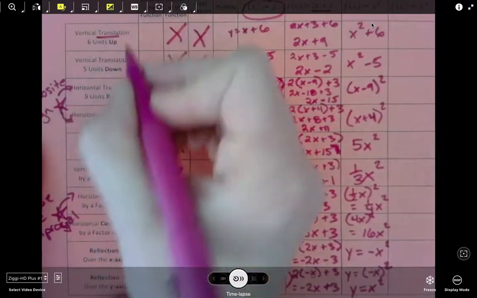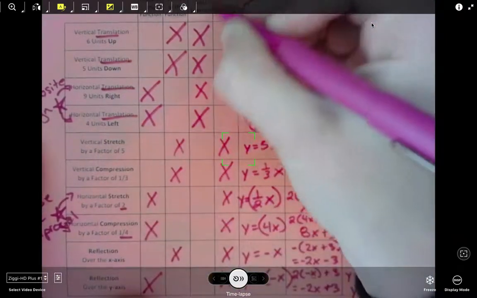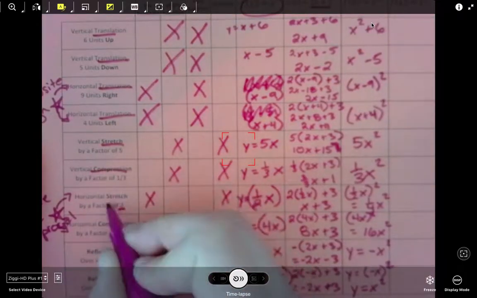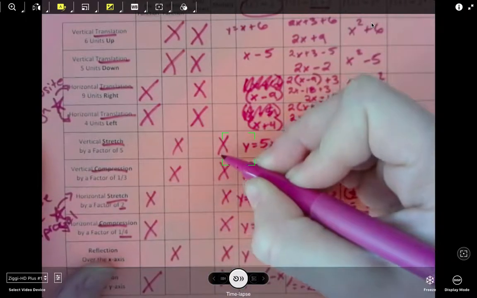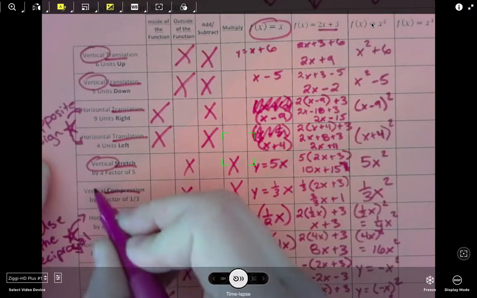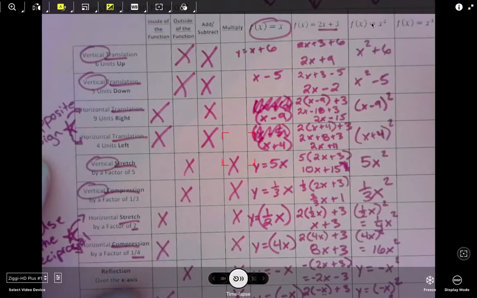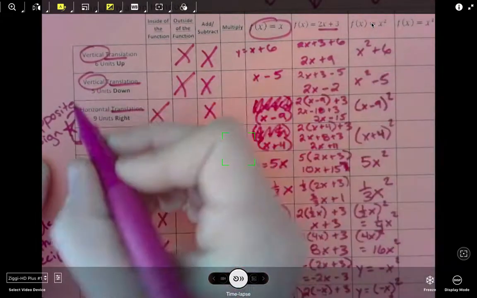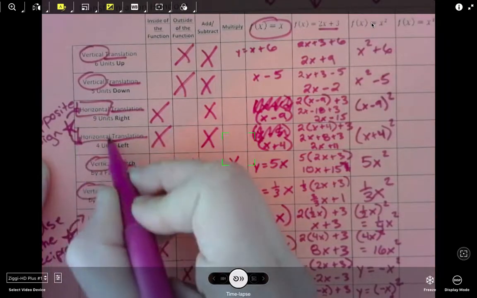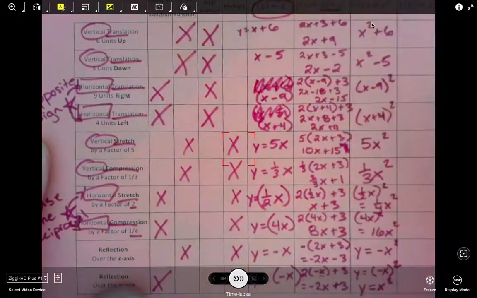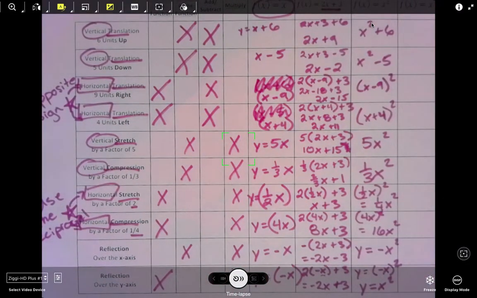Okay, so let's look at how this breaks down. When you are translating, you are adding and subtracting. That's the trend there. When you're stretching, compressing, you are multiplying. Okay? When you are doing vertical, what's the trend there? You're doing it outside of the function, whether you're adding, subtracting, or multiplying. When you are doing horizontal, you are inside the function. Does that make sense? Yeah? So that's how that breaks down, okay?